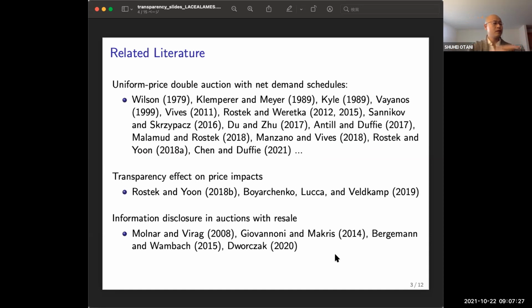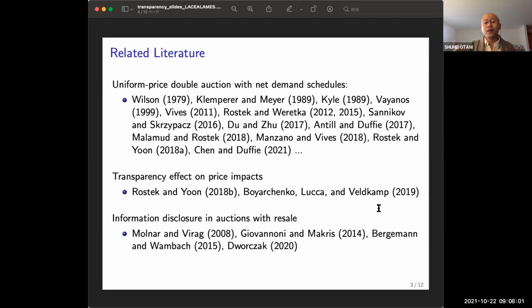And there are several strands of literatures that are related to my work. And first, in the uniform price auction of divisible asset, where traders submit demand schedules, it is well known that price impacts are first order cost for traders. So my work contributes to this literature by analyzing how the information disclosure can decrease or increase the price impact costs. And actually, there are other papers that also analyze the transparency effect on the endogenous price impact.